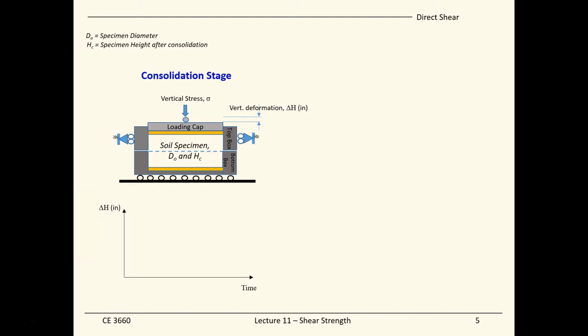So when we load the soil sample vertically, we also keep monitoring the deformations. Which means this becomes kind of like a consolidation test, and in the end we can plot the settlement curve at the given loading. We can monitor the settlement with time. So this is the first stage of the direct shear test, the consolidation stage.